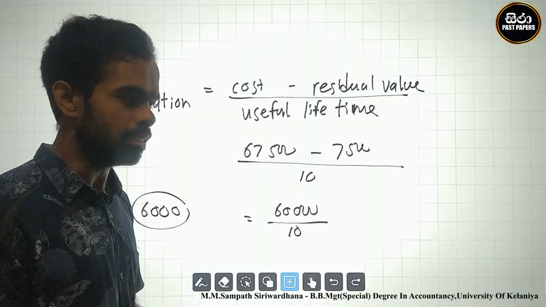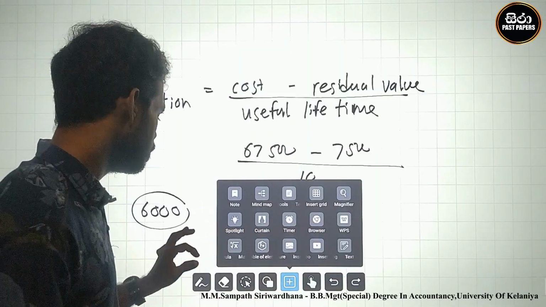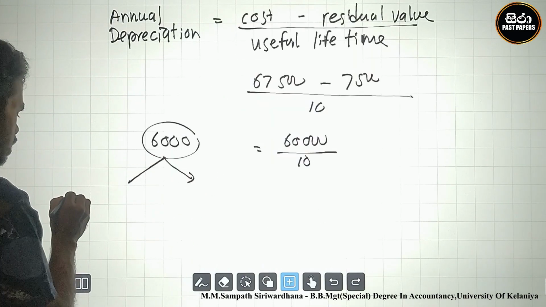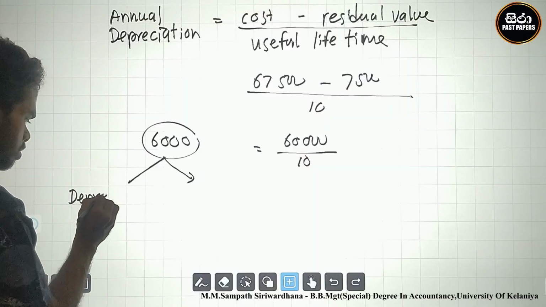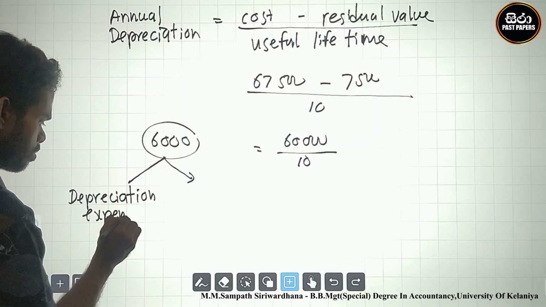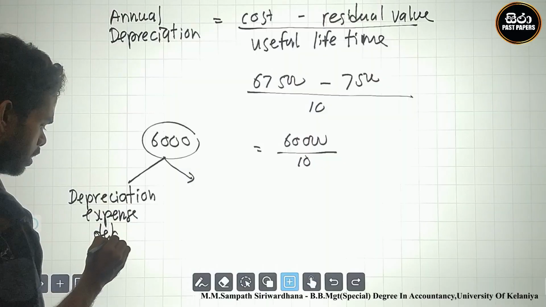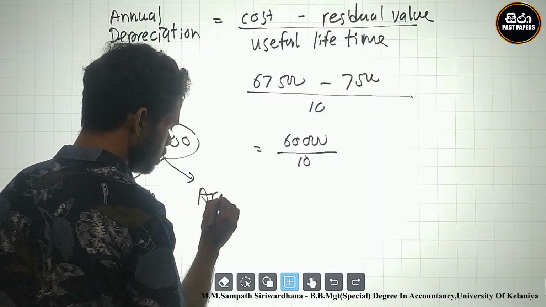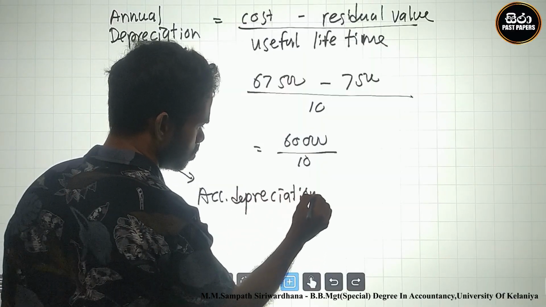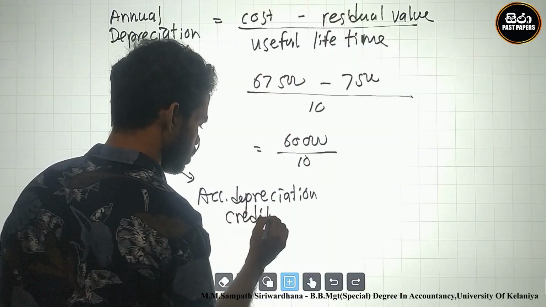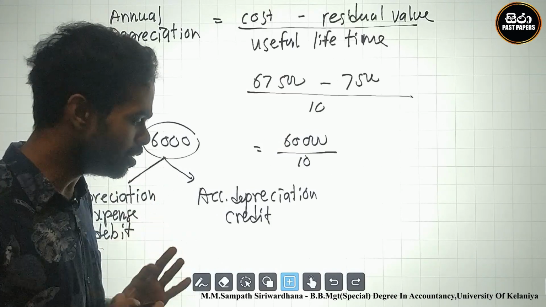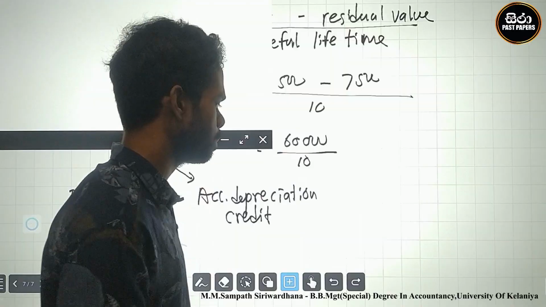They already accounted this one. Look here. What is the double entry for annual depreciation? Depreciation expense debit. Debit. Credit to accumulated depreciation. Credit. You can see in the trial balance and other expenses these amounts. 6,000 was already calculated. Look here, the question, 6,000.